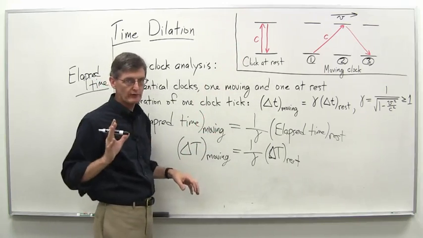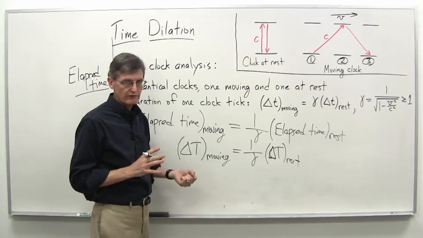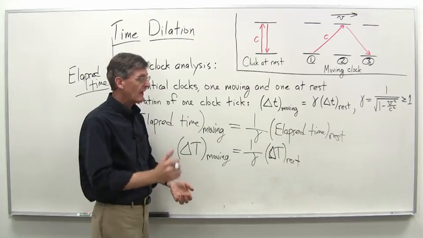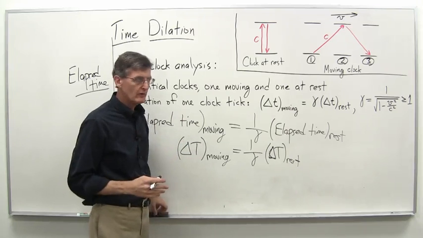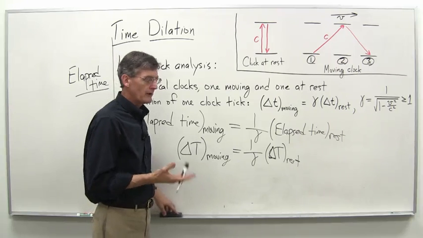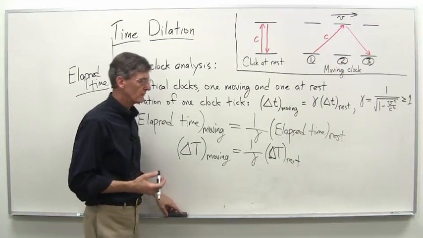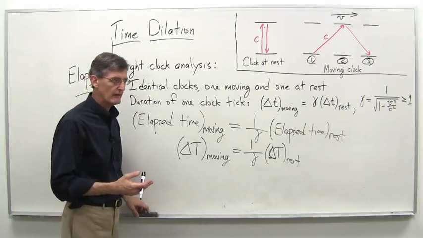And of course, you can actually reverse the analysis and have Alice look at Bob, and to Alice, Bob is moving away from her. She will also see her clock running normally and Bob's clock ticking more slowly. And that's where you get into some of these time paradoxes, like the twin paradox, which we'll consider later on, to figure out how that works.